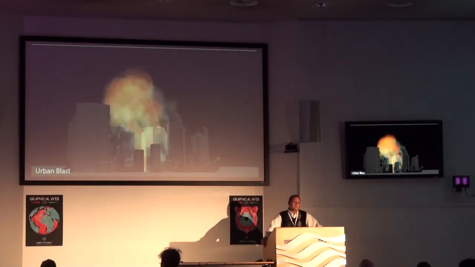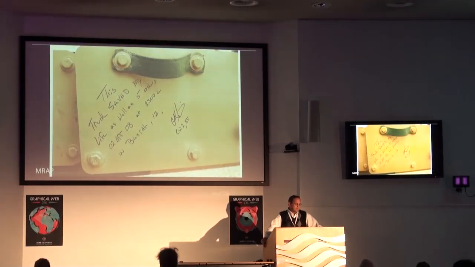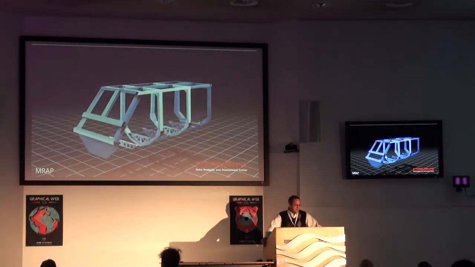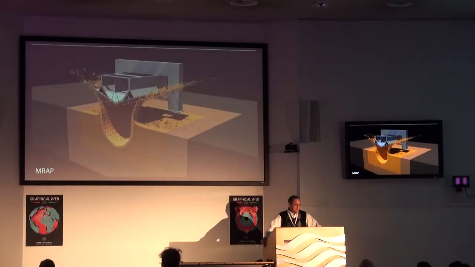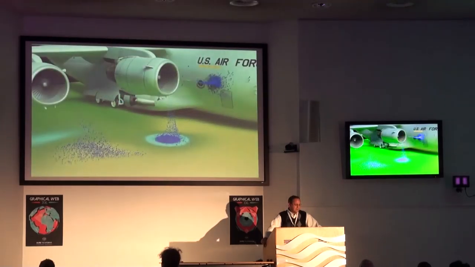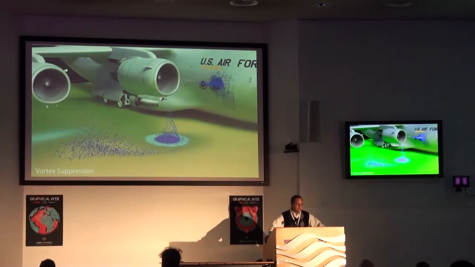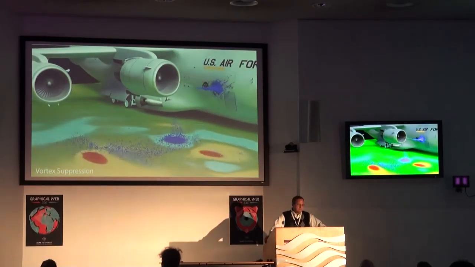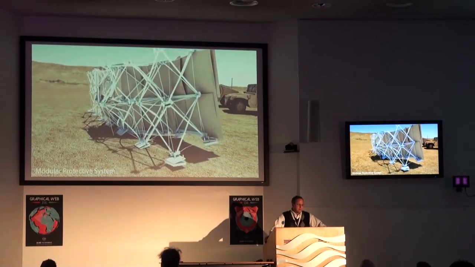We have 6 of the top 50 fastest computers in the world that we run. We do things that save people's lives. So this is my new real position. This is the AMRAP, as you can see. It actually deflects the blast in such a way that it saves people's lives. This is looking at a system that reduces the amount of FOD that is sucked up from a runway into the aircraft. This is a modular barrier.